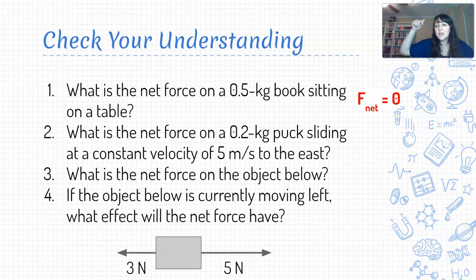So presumably we've got a downward gravitational force, an upward normal force from the table, and those must be perfectly canceling each other out for the book to be just sitting there. So net force acting on our book is 0.